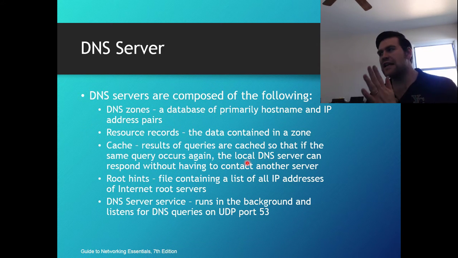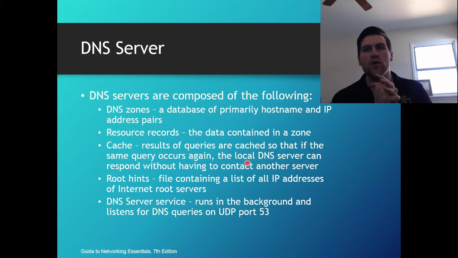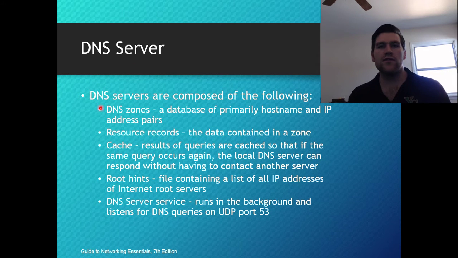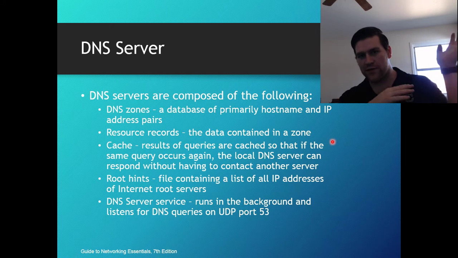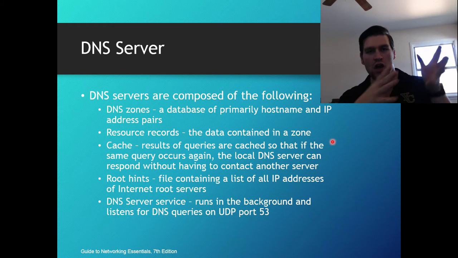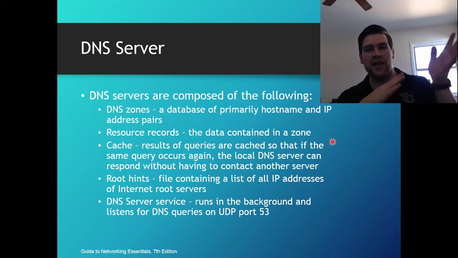Okay, so the DNS server is composed of the following information. You have, first of all, DNS zones. This is your database of hostname and IP address pairs. Then you have a number of different record types. Resource records are going to vary wildly, but typically they contain data that points to some kind of server, some kind of host to resolve an IP address to a domain name.